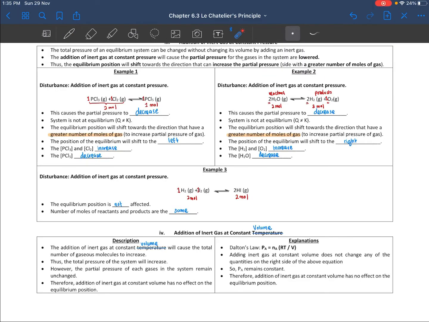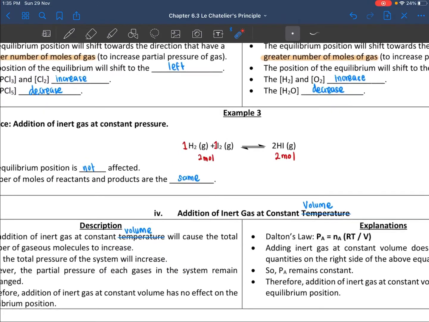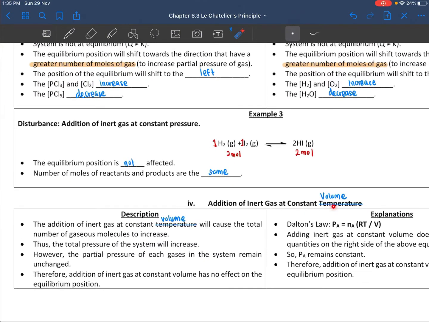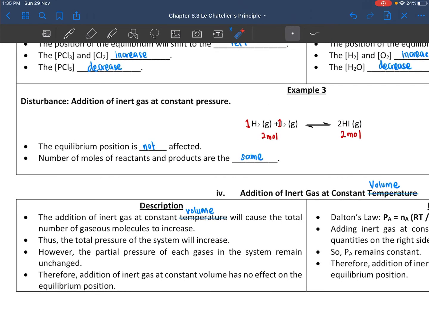Okay, so next kita tengok addition of inert gas at constant volume. Okay, so tolong betulkan saya tersalah tulis ini, bukan at constant temperature tapi constant volume. Okay, so next kita tengok description dulu. Addition of inert gas at constant volume will cause the total number of gas molecules to increase. So kiranya kalau kita tambah inert gas at constant volume, total number of gas molecules tu akan meningkat.